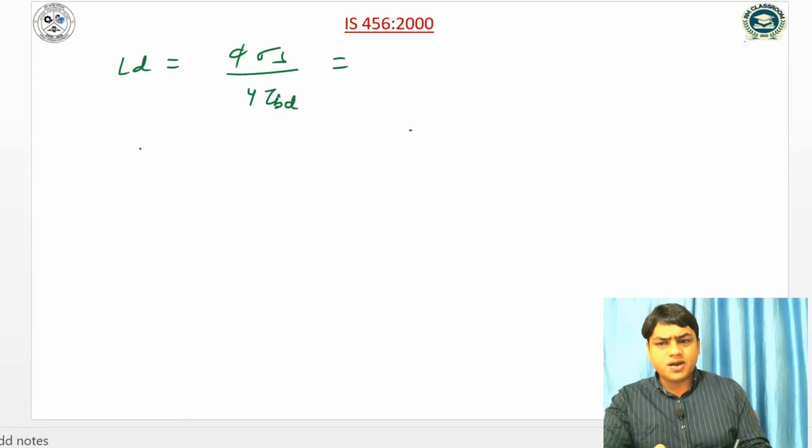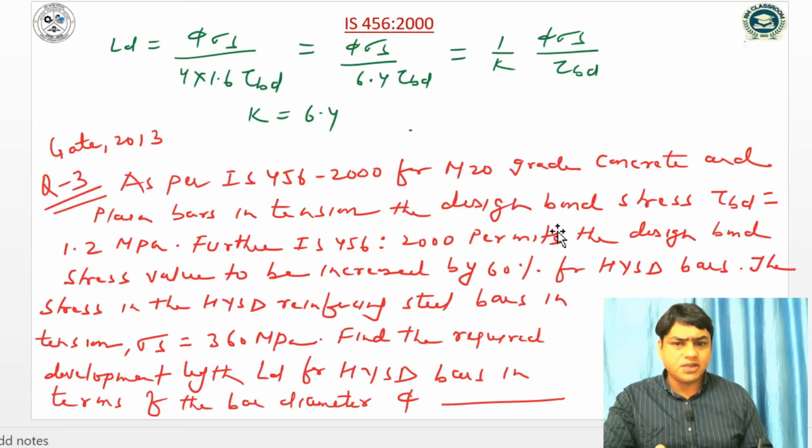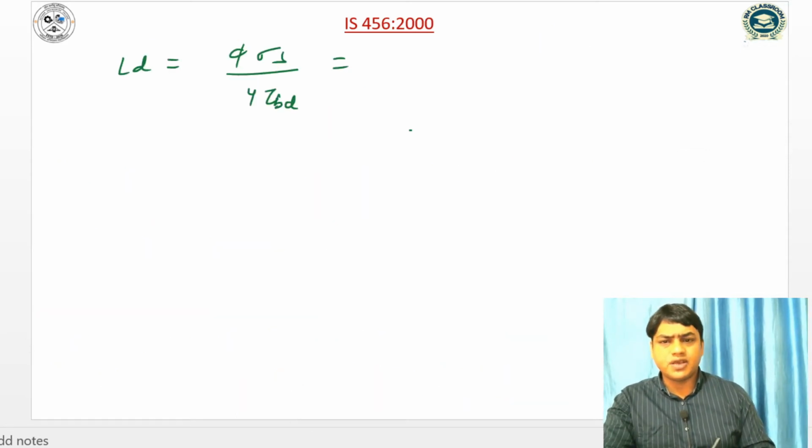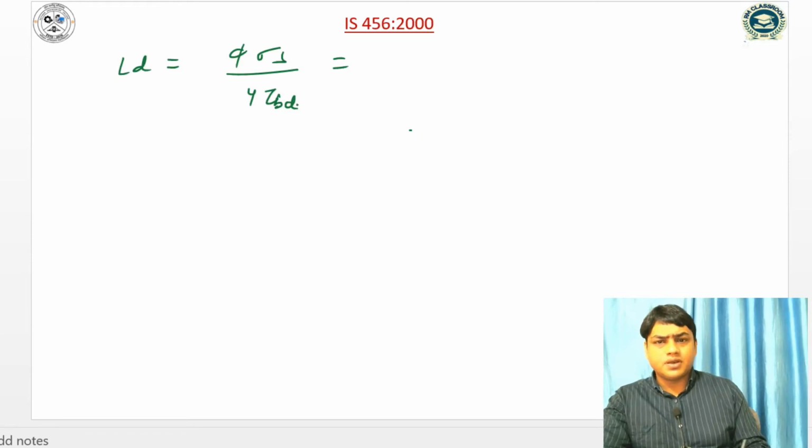And for deformed bar, it is given that bond shear stress is for the plain bars in tension. Further, the IS permits the design bond stress value to be increased by 60% for HYSD bar, and the sigma s value is given. So find the required development length for HYSD bars in terms of the bar diameter phi. So for deformed bar, this is for the plain bar.